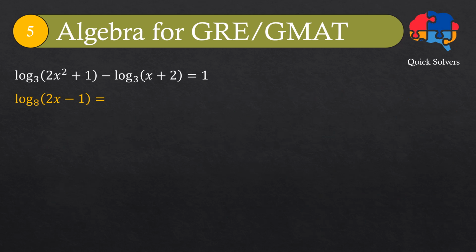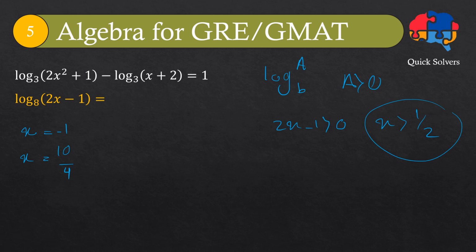Now we know that x can be either minus 1 or 10 over 4, and I need to validate this. We know that the logarithm of a to the base b is valid if a is larger than 0, not negative. That means 2x minus 1 should be larger than 0, and that means x should be larger than 1 over 2. Then minus 1 is not a valid answer for x, so I remove that, but 10 over 4 is perfectly fine. So I continue with this.